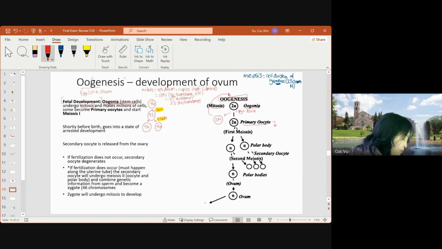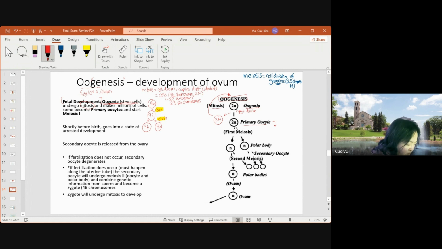Okay, so under mitosis, they make millions of these cells. Unfortunately, they don't all make it onward. So a woman is born with all the eggs she will have, but it's not going to be in the millions because she does lose some along the way. Some of them will become the primary oocyte, and those that become the primary oocyte will become differentiated. In other words, it's going to pick up a function, right, and begin meiosis 1.